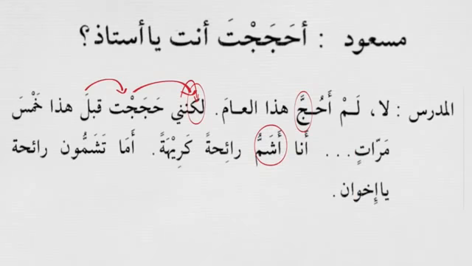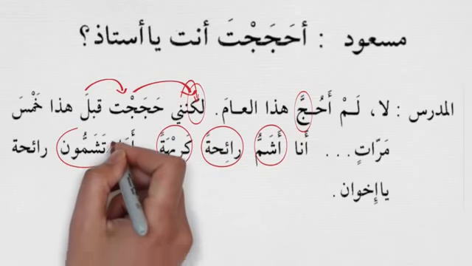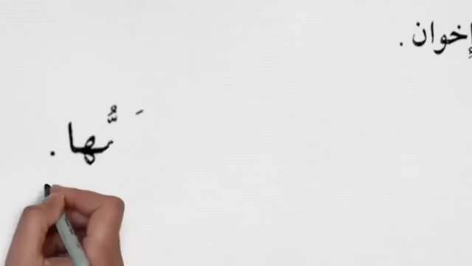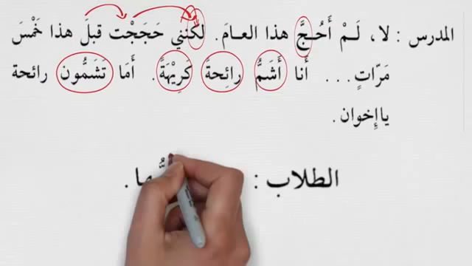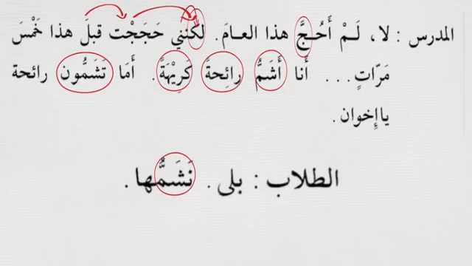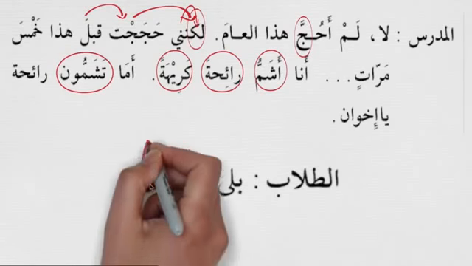So that's the fa'al shamma, which is shamima. Ra'ihatan is the maf'ulun bi, karihatan is the na'at. And again, tashammuna is the fa'al. So Tulab says bala nashammuha. Nashammu means we smell, we are smelling it. Why is it ha? Because obviously it's ta marbuta, it's feminine. So it is nashammuha, we are smelling it.